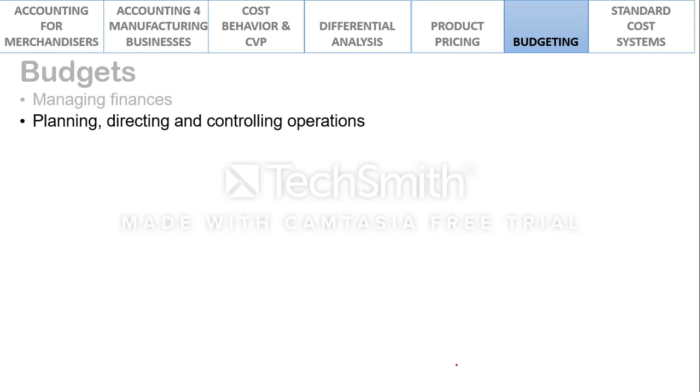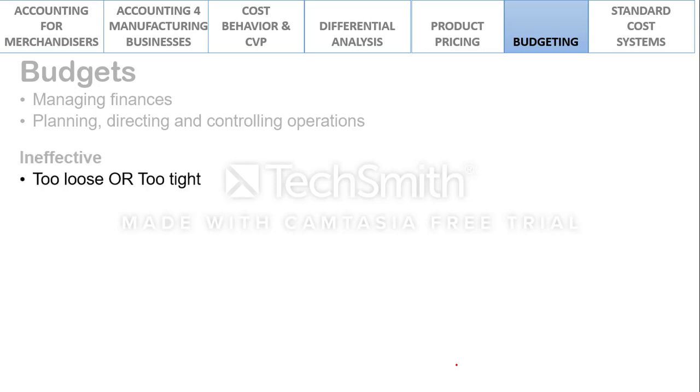Now, there are different reasons why a budget might be ineffective. Here are 3 reasons. The budget might be too loose, which means that if I know that I can sell 10 units of product and I set a goal of 5, that's too loose. I mean, I can do more, but I've set the standards so low. The second reason it might be ineffective is that it's too restrictive. It's just too tight. So instead of saying, I know I can sell 10, you know what? Let me set a goal of selling 100.